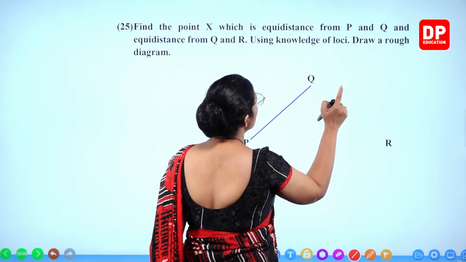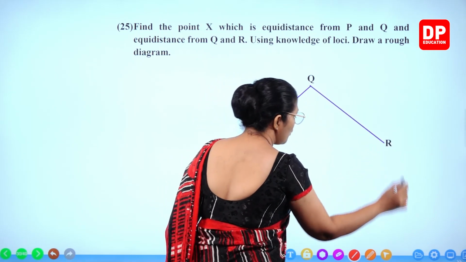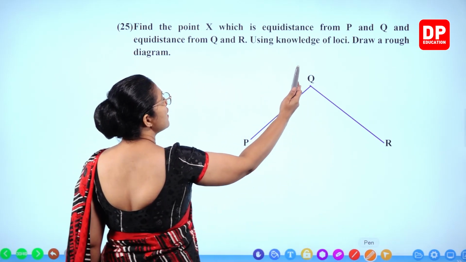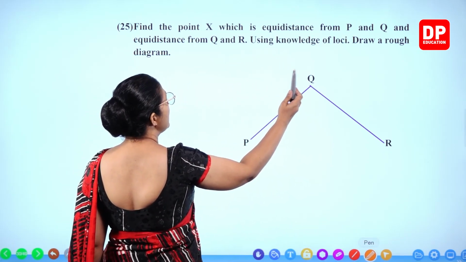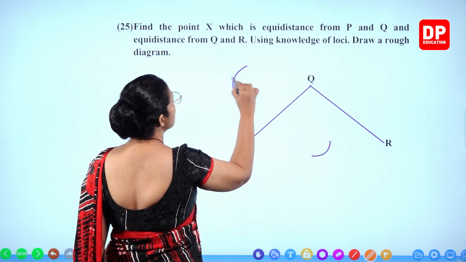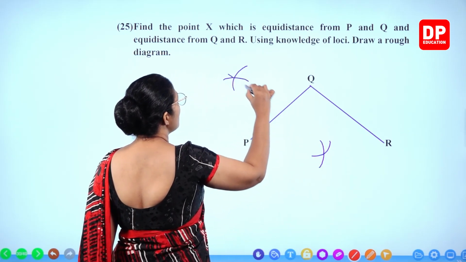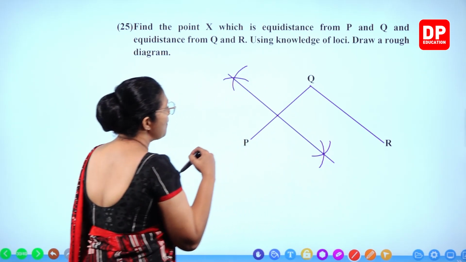perpendicular bisector. So here first we'll connect these two. So you have to take the perpendicular bisector of PQ. So you can mark arcs like this and connect. That's the equidistant from P and Q.